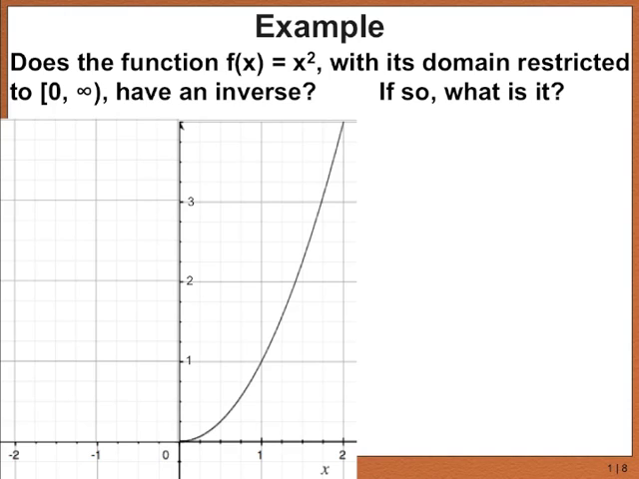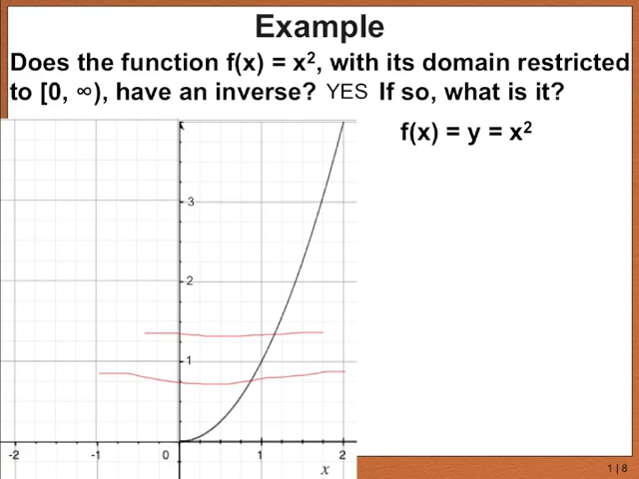Now in this case, when I do the horizontal line test, you can clearly see that this function passes the horizontal line test. Of course, that's a terrible horizontal line I just drew, but you get the point. Any horizontal line that you draw through this graph passes the horizontal line test. Therefore, the answer is yes. The function f of x equals x squared with its domain restricted to the interval 0, positive infinity does have an inverse. If so, what is it? This is the next step, which you should have done on your own. If you didn't, pause the video, try to do it on your own, then resume.